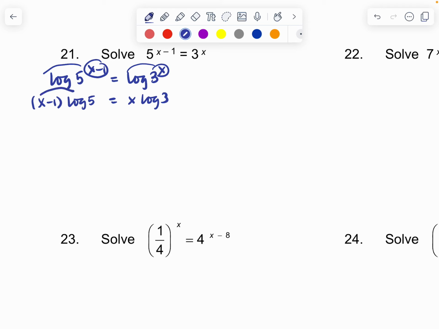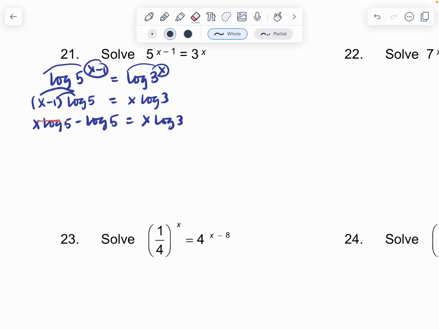So x times log 5 is x log 5. Negative 1 times log 5 is negative log 5, and that equals x log 3. Now you guys look, just like a regular equation, if you have x's on either side, you want them together. So you guys look, oh, that's not a highlighter again. And now I erased everything. It's okay. Log 5, sorry.